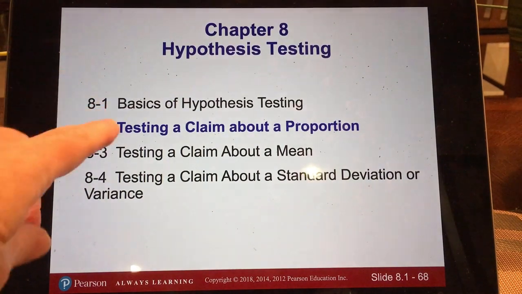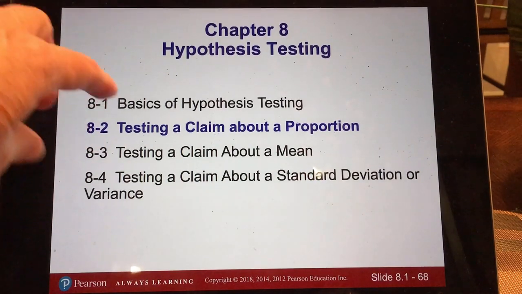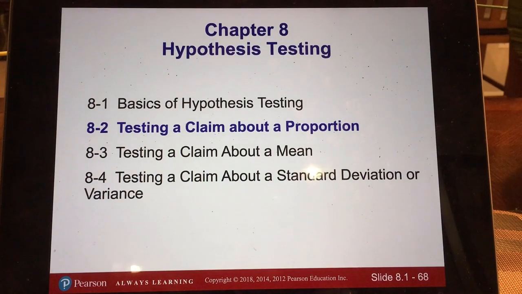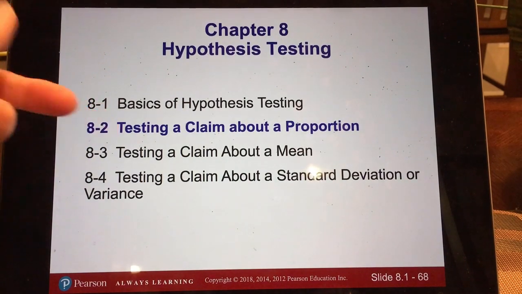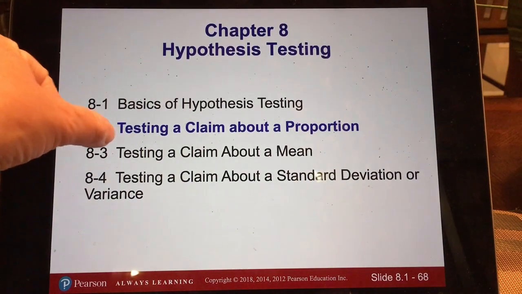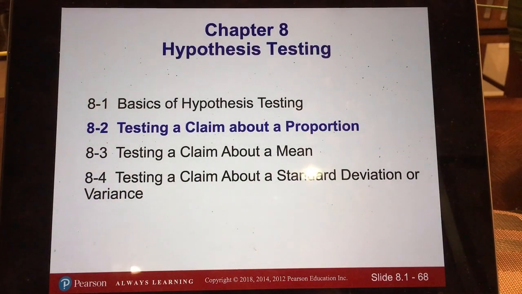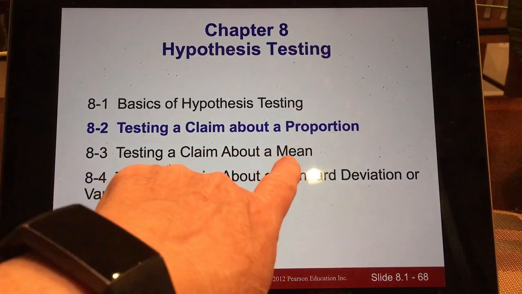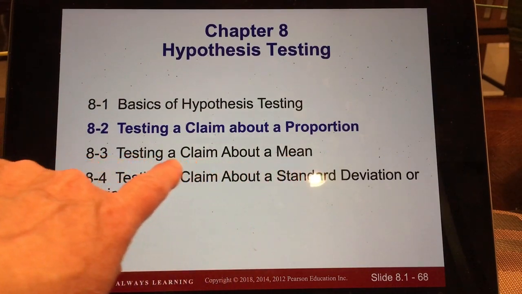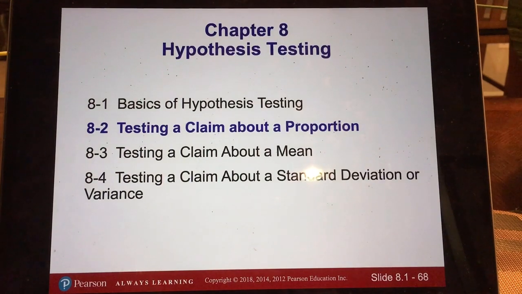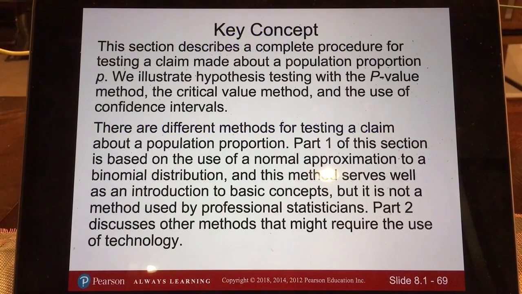And remember, in Chapter 7, we did basic, just an intro on what a confidence interval was, and then we talked about testing a claim about a proportion, estimating a proportion and estimating a mean. And when we got to means, we talked about both small sample size and large sample size. We're going to do the exact same thing with the hypothesis testing. It's going to follow the same type of pattern.